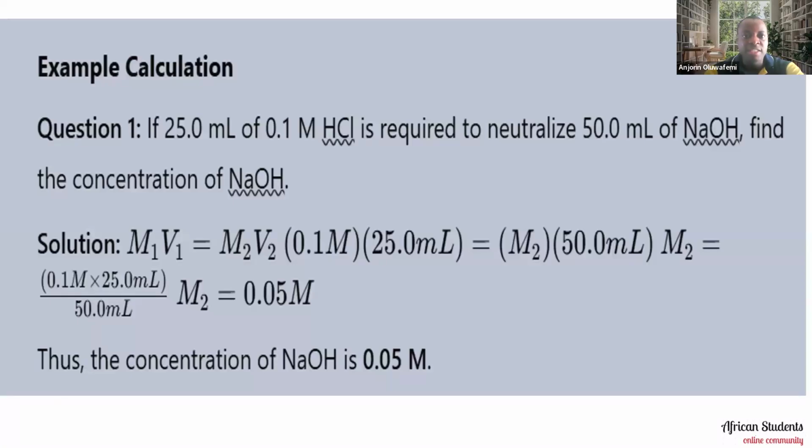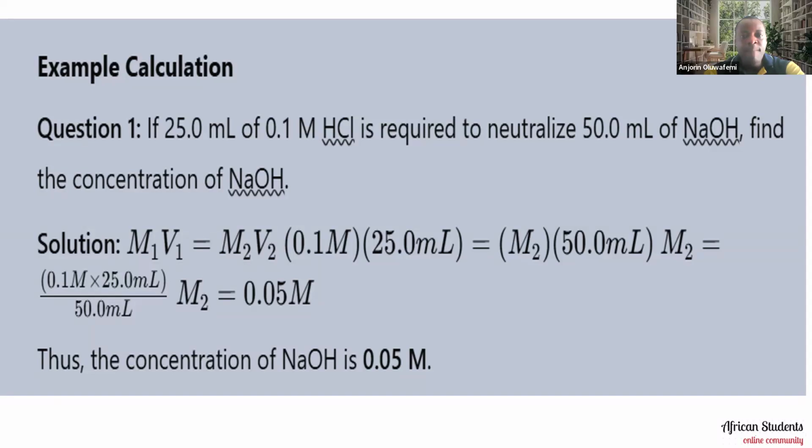There's a question here that says that if 25.0 ml of 0.1 molar HCl is required to neutralize 50 ml of sodium hydroxide, find the concentration of sodium hydroxide. Now, bringing our formula to bear, we say M1 V1 equals M2 V2.